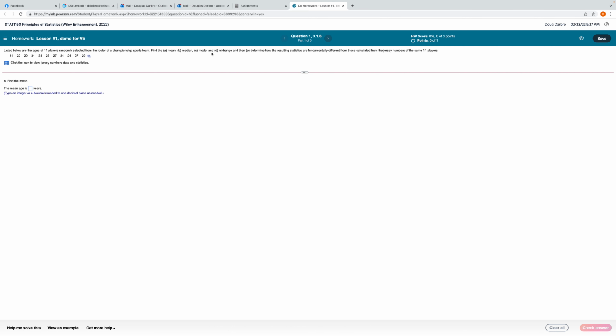So what we have listed below are the ages of 11 players randomly selected from a roster. Find the mean, median, mode, and mid-range. I don't think we've talked about the mid-range yet, so I'll have to teach you a little bit about that.